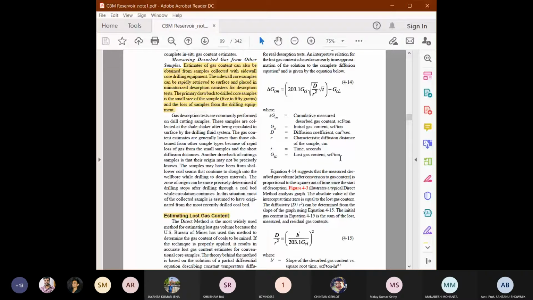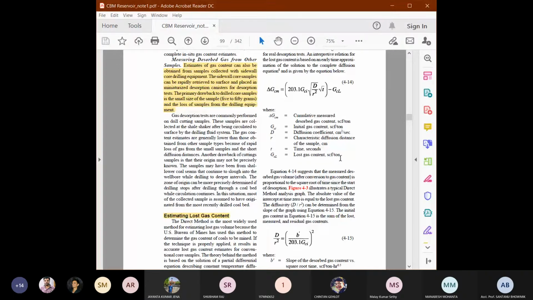Zero time means the starting of the desorption as we are going to conduct, because even if you collect the sample from underground to the surface, as there is a drilling fluid pressure, more or less the reservoir pressure is also maintained. Okay, there is not much variation.